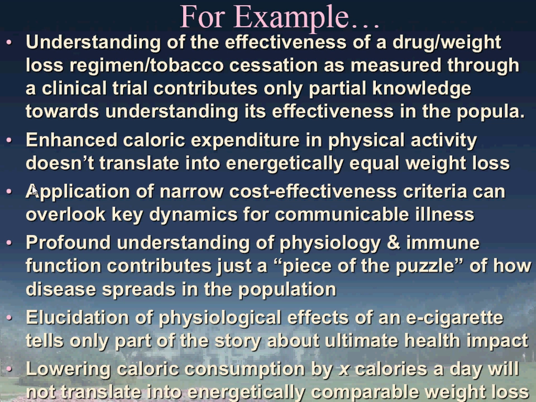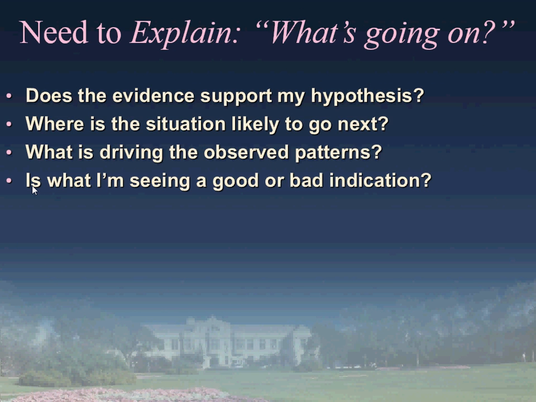And we know that physiology and immune function is just a piece of the puzzle as regarding how disease spreads through the population or in the context of chronic disease. So within these contexts, there's many needs. Two of them that I'm going to highlight are the need to explain, to ask what's going on. We see some empirical data. What's driving that? Does this evidence that we see support this hypothesis or that hypothesis? Which hypothesis is most consistent with it?